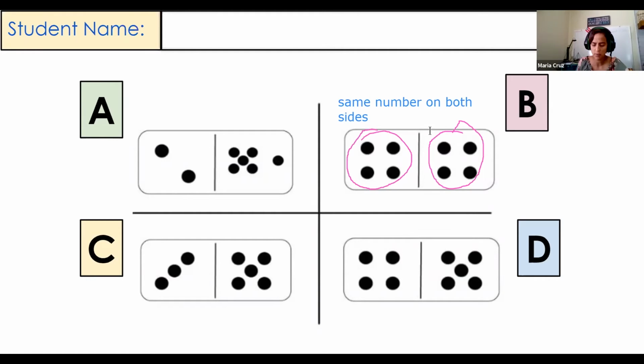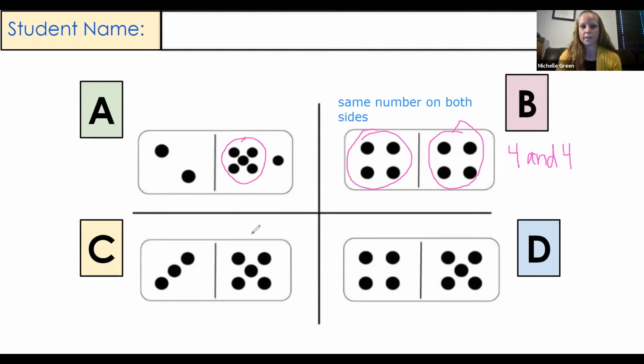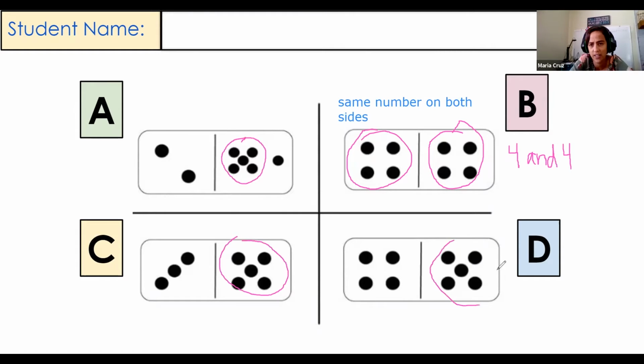I thought B did not belong because when I decomposed B, it was made out of 4 and 4, while all the others had one of the numbers that was a 5. Okay, so you said that in all the others, you had a 5. So you noticed that this one does not have a 5 in it. Okay, awesome. You noticed that this was 4 and 4, and these had 5s in there. Thank you very much, Maria.